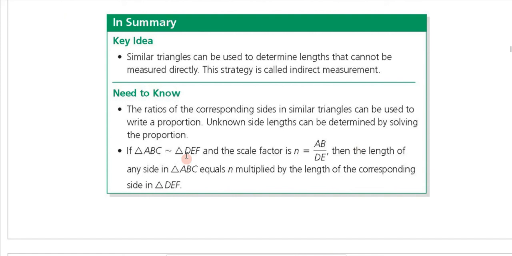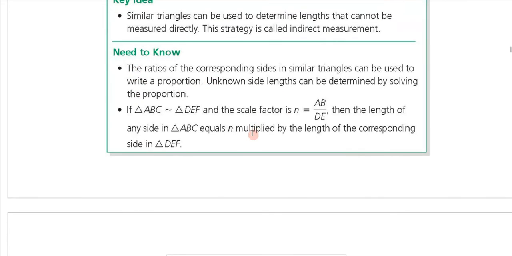Okay, so in summary, similar triangles, we can use them to help us find lengths that cannot be measured directly. It's just using the proportions of our similar triangles. And it's always going to be helpful to write your similarity statement and calculate your scale factor, and then equate that scale factor with the other corresponding sides. That's it, and that ends this video.